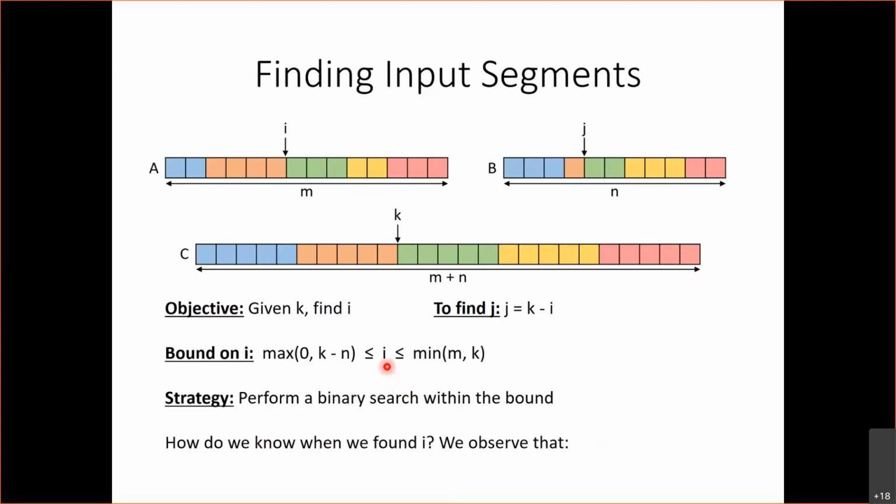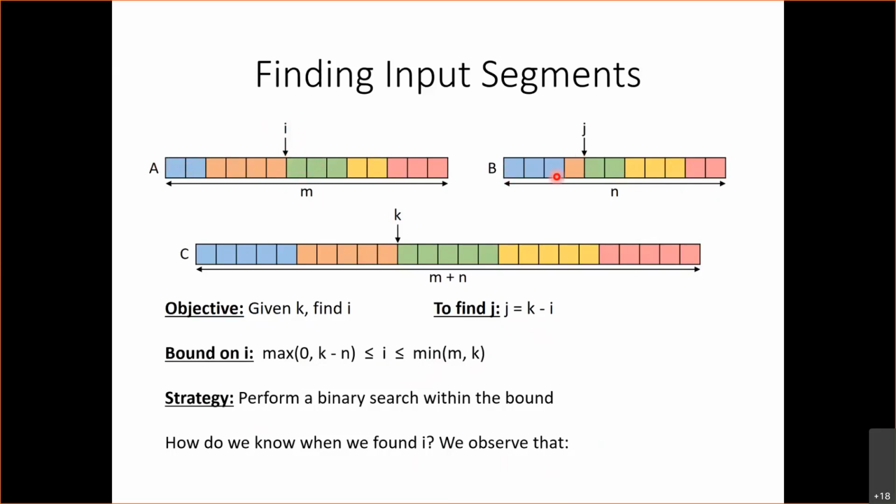I'm not looking for a specific value here. Well, what do we know about i? i is the corank of k, and what that means is that all the elements before i should be less than all the elements after i, obviously, but they also should be less than all the elements after j. And we also know that all the elements after i should be greater than all the elements before i, obviously. We don't need to check this, since it is given by the fact that A is sorted. But all the elements after i also need to be greater than all the elements before j.